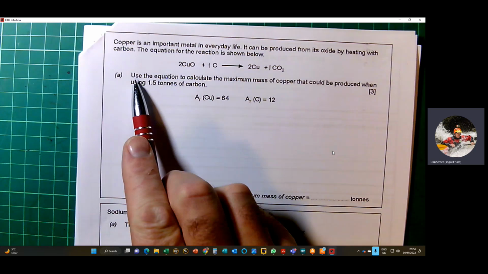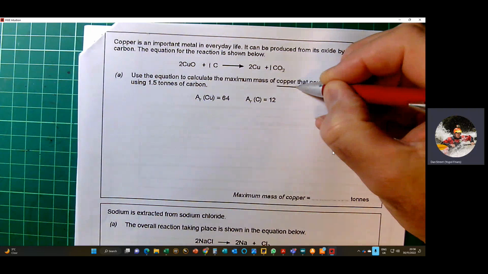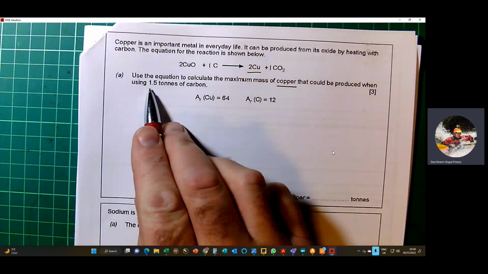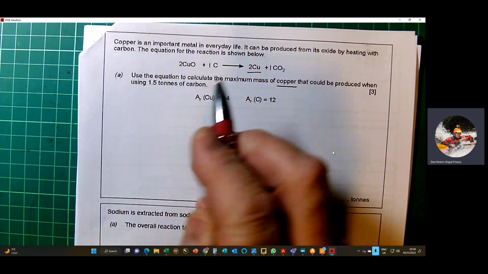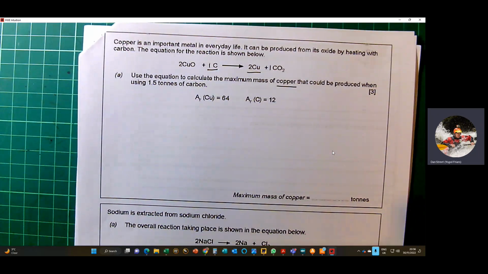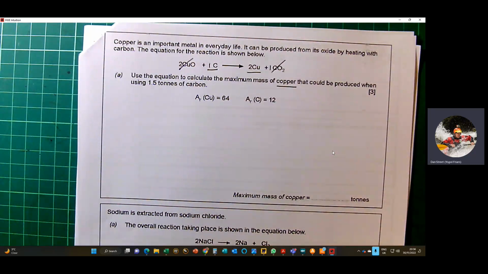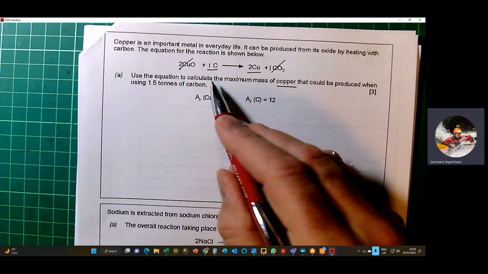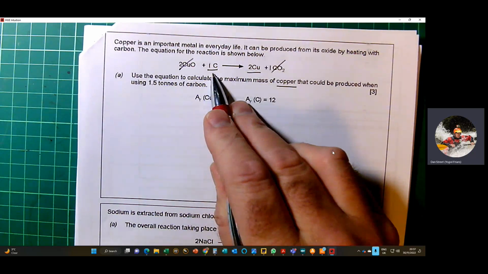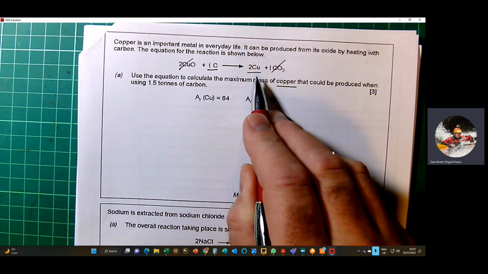The question says, use the equation to calculate the maximum mass of copper, so that's the one thing we're interested in, that would be produced when using 1.5 tons of carbon. So the other thing we're interested in is the carbon. As far as this question is concerned, we don't need to worry about the copper oxide or the carbon dioxide. From the equation, we can see that 1 mole of carbon produces 2 moles of copper, and that's some important information that we'll need.